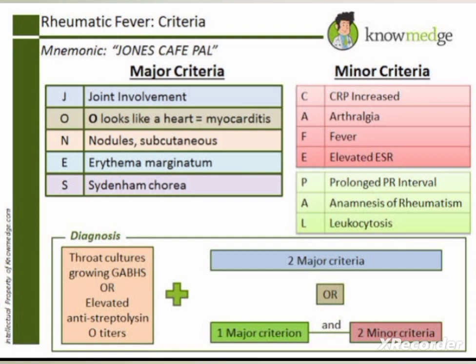Otherwise, if the patient has two major criteria, if there is carditis and joint involvement or erythema marginatum or Sydenham's chorea present, then we conclude along with the antistreptolysin or the throat cultures. Okay, so that is regarding the Jones criteria in rheumatic fever.